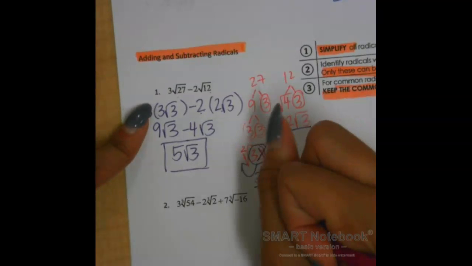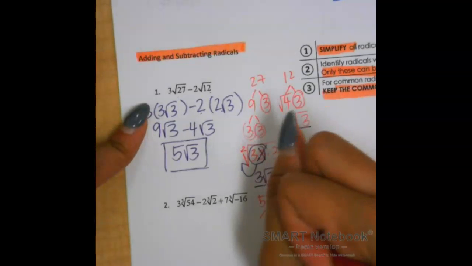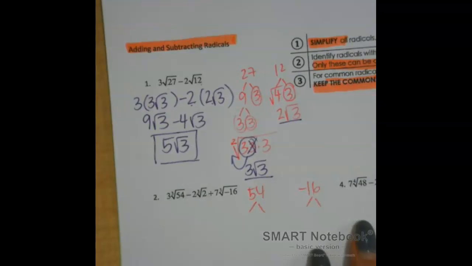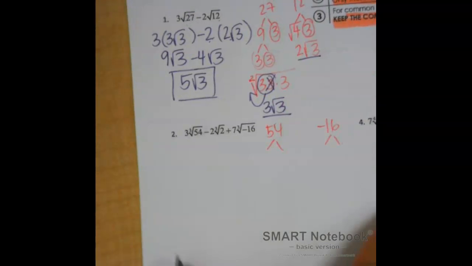All right, I'm going to do 54. I'm going to break that one apart. You guys do negative 16. So right now I'm giving you a head start. You guys do 16, negative 16.